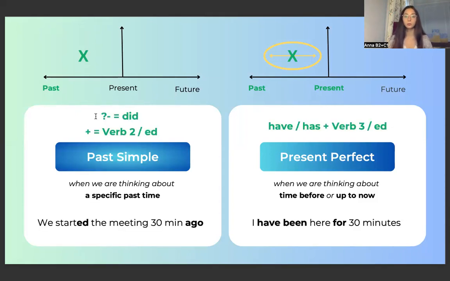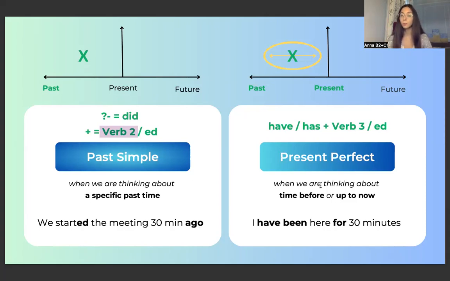So the construction of past simple: in positive, we just need to use the verb from the second column, or the ed ending for regular verbs. In questions and negative sentences, we also need to use did. For example, we started the meeting 30 minutes ago.